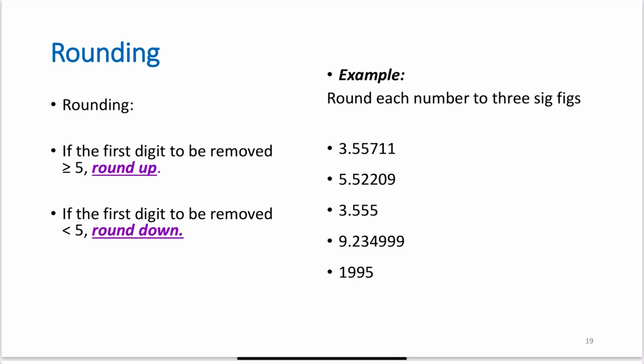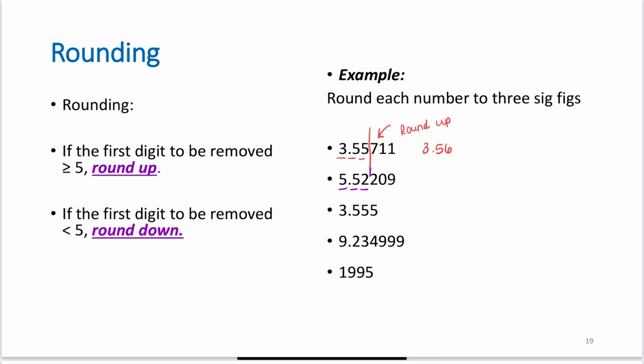Let's round each number to 3 sig figs. I want 1, 2, 3 sig figs. I need to cut the number right here. The leftmost digit to be removed is a 7, so I'm going to round up. My final answer will be 3.56.